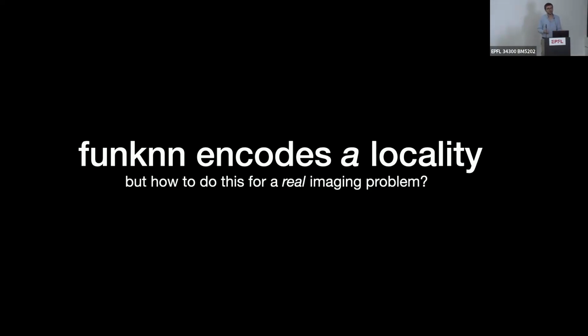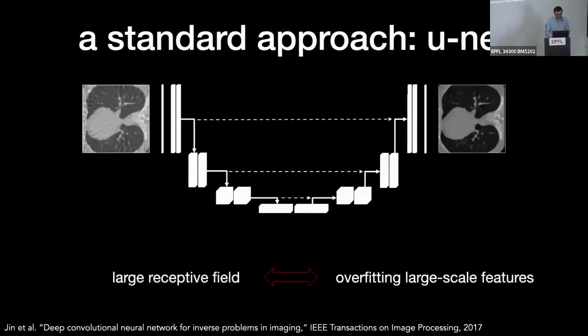But the question is, how can we do this in a real inverse problem? Not super resolution of Celebi, but for example, cryo-ET or something like that. And for that, we have to change the way we think about locality. But let me just tell you why we might want to do that. It's this example that I've already shown you.